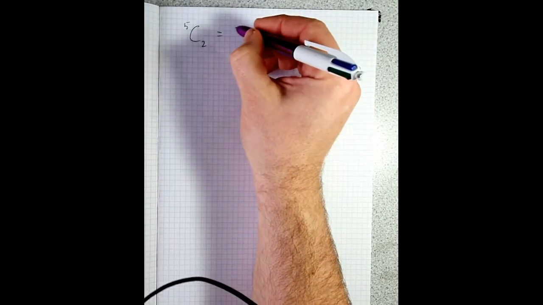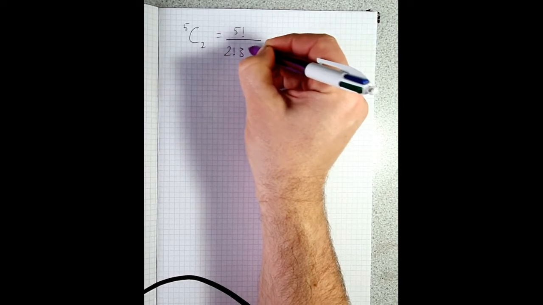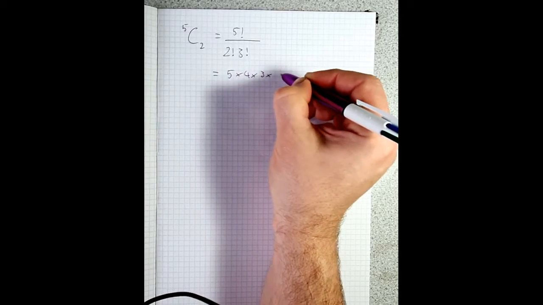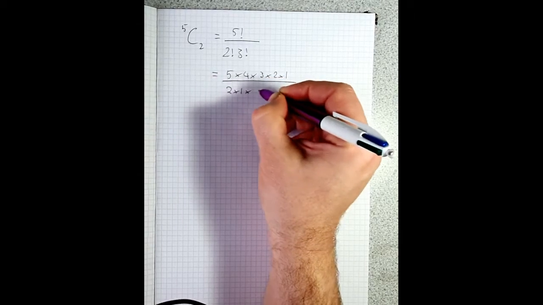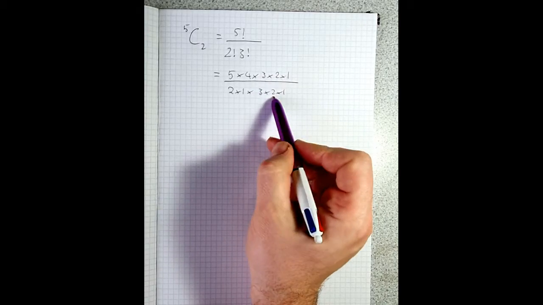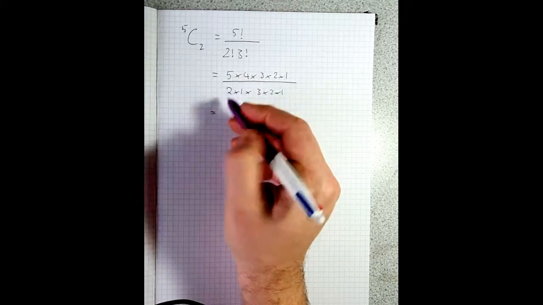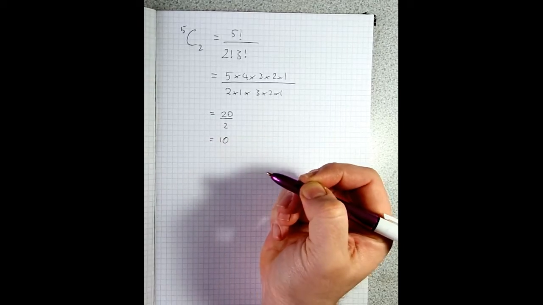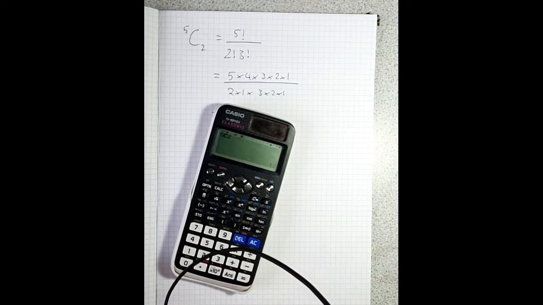5c2, well, according to the formula, that's 5 factorial over 2 factorial, 3 factorial. But if we're clever about this and have a think about it, 5 times 4 times 3 times 2 times 1 over 2 times 1 times 3 times 2 times 1. So I've actually got 3 factorial top and bottom. So I could divide top and bottom by 6, which would leave me 20 over 2, 10. Or indeed type 5c2 into my calculator.